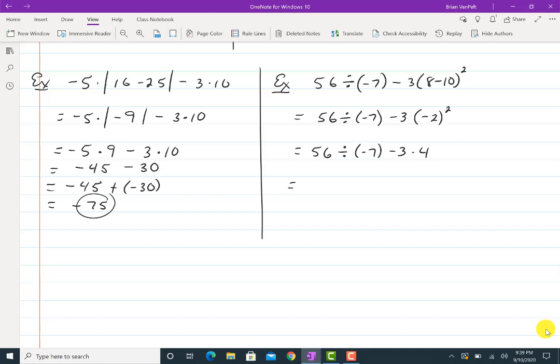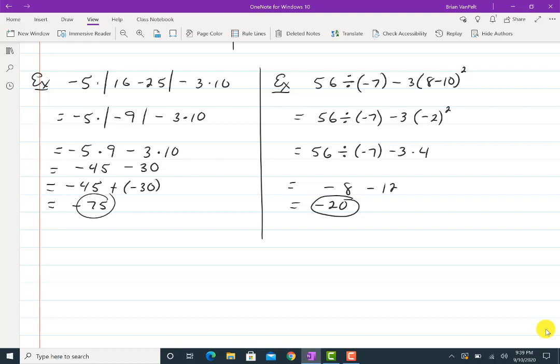56 divided by negative 7 is negative 8. Minus 3 times 4 is 12. Use the example that I previously did if you still need help with this. This will be negative 20. But if you're starting to get comfortable with it, notice that the 8 and the 12 add up to 20, and since it was all negative, you know it's negative 20.